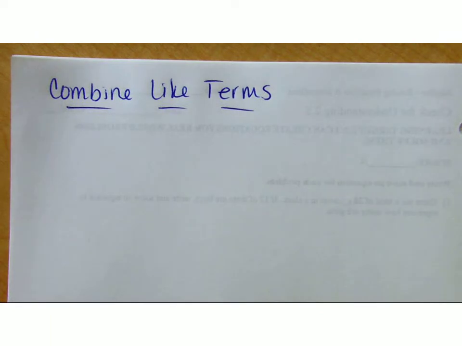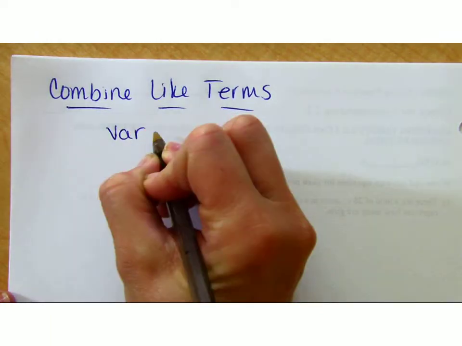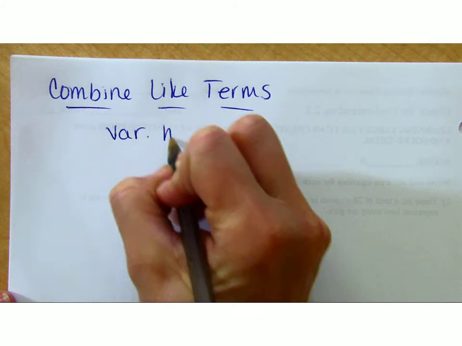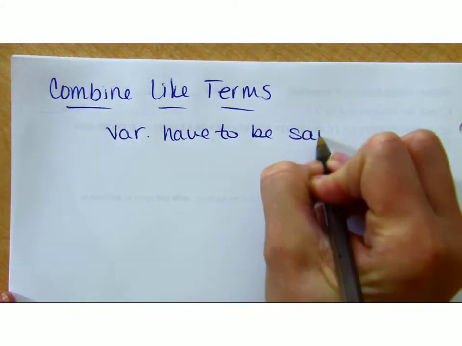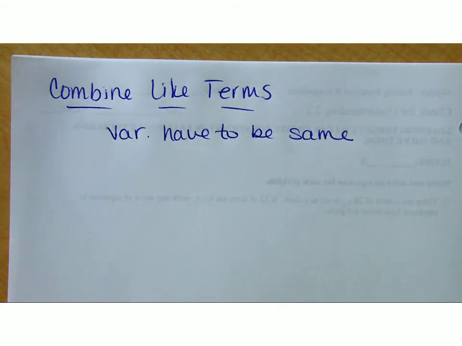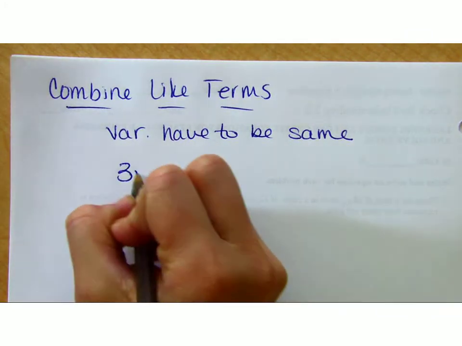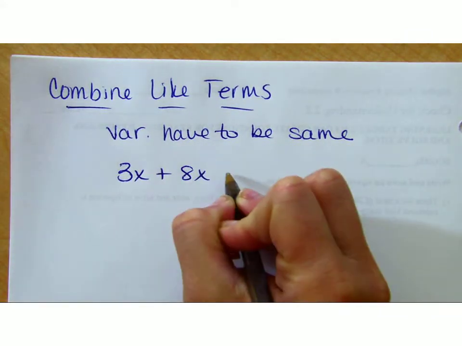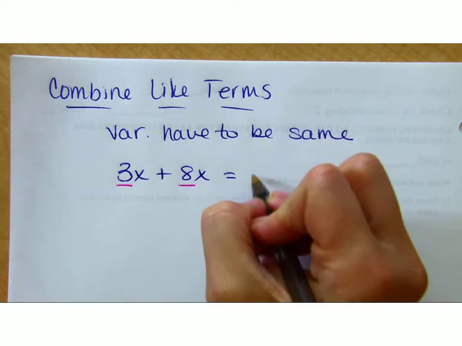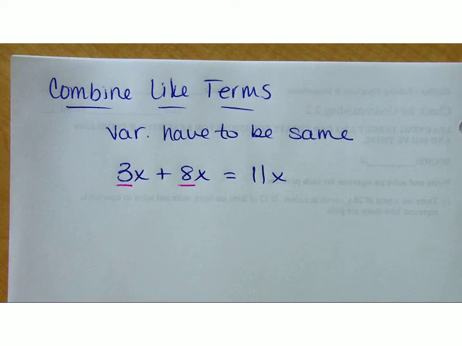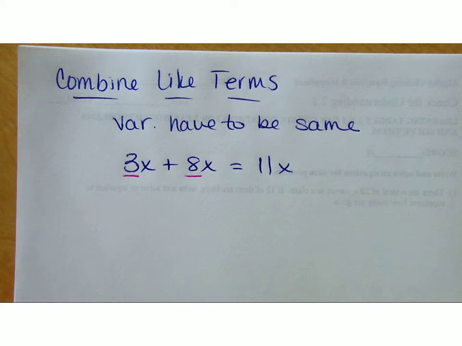So first of all, you know that variables have to be the same to be considered a like term. So I have to add A's with A's and B's with B's and so on, right? So if I asked you to add 3x plus 8x, because both of them have x's, you can go ahead and combine the coefficients, right? That's about as simple as a combining like terms problem as you can get, okay?